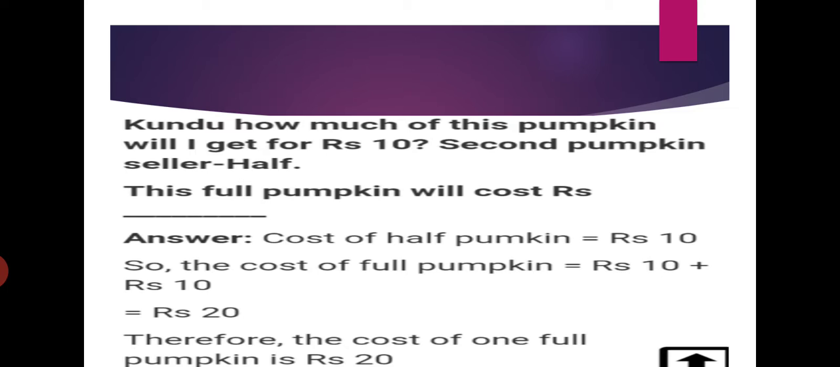So cost of half pumpkin is equal to rupees 10. So cost of full pumpkin, that is 10 plus 10, is equal to rupees 20. Therefore the cost of one full pumpkin is rupees 20. You can note down the answer.